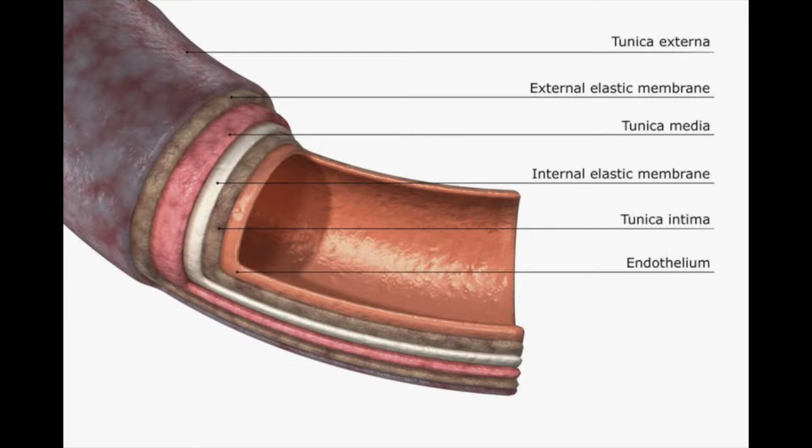Tunica media is the middle layer of the walls of arteries and veins. It is composed of smooth muscle and elastic fibers. This layer is thicker in arteries than in veins. Tunica intima is the inner layer of arteries and veins. In arteries, this layer is composed of an elastic membrane lining and smooth endothelium that is covered by elastic tissues.